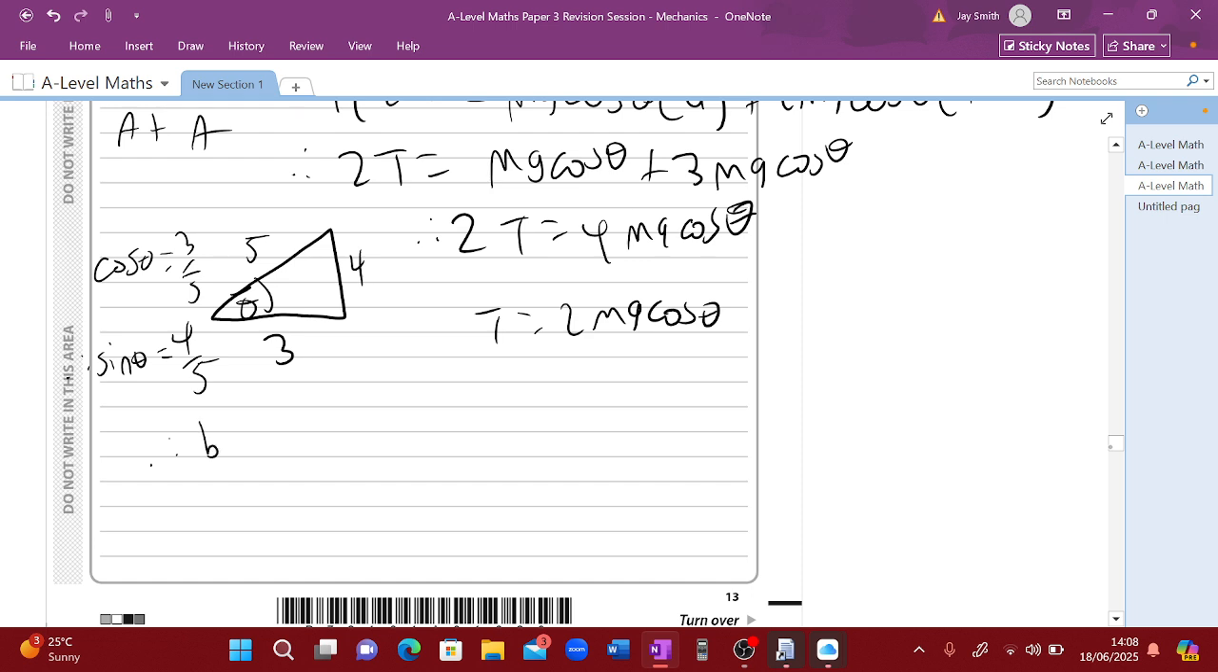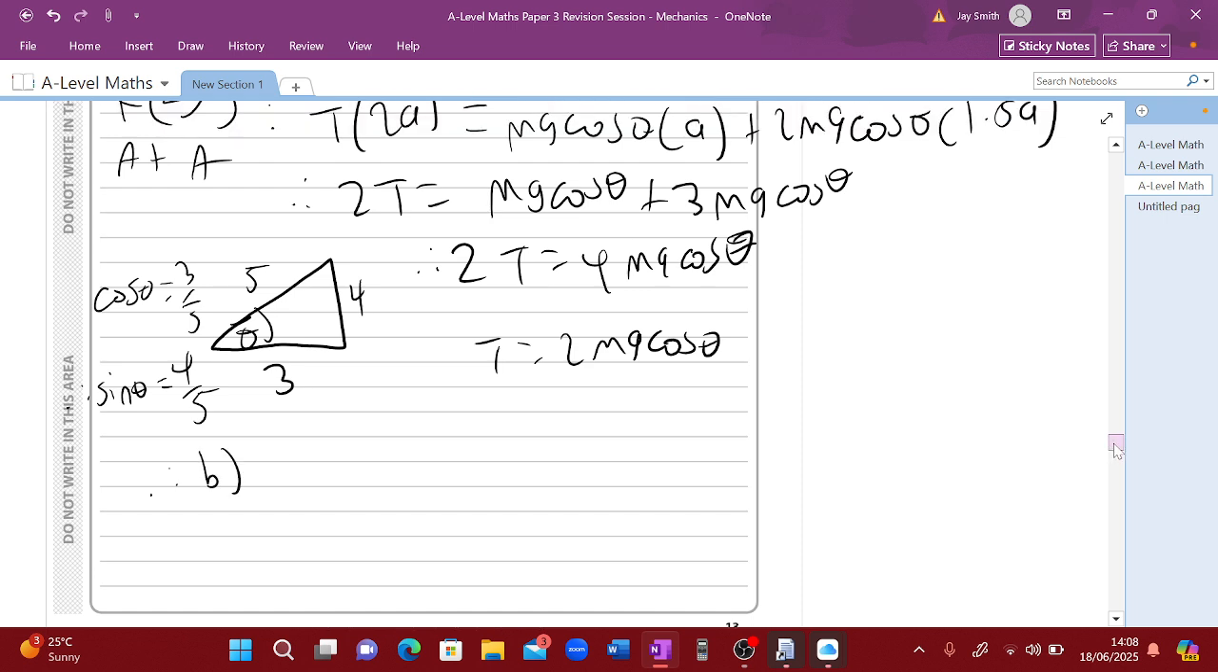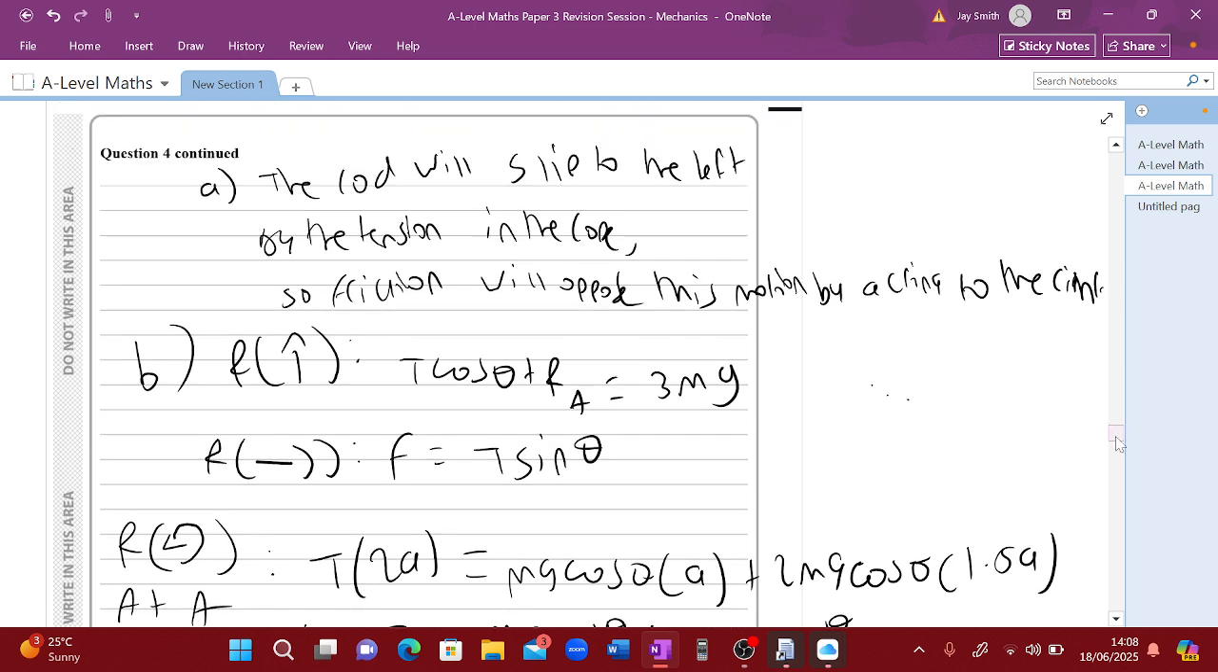Okay, then for part B, now we know, well, firstly, we know what T is as well, because we know cos theta now. That's going to be 3/5, so it's going to be 3/5 times 2, which is 6/5 mg. Okay. So now we're going to use these two equations, right? So we know that F is T sine theta.